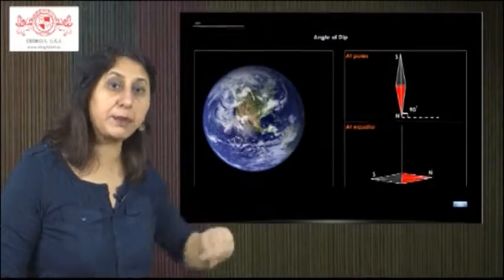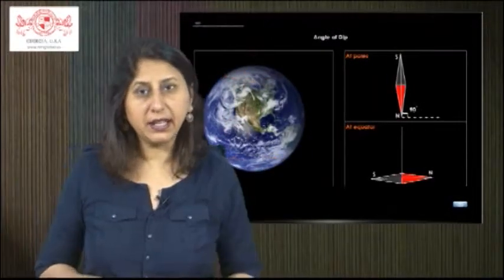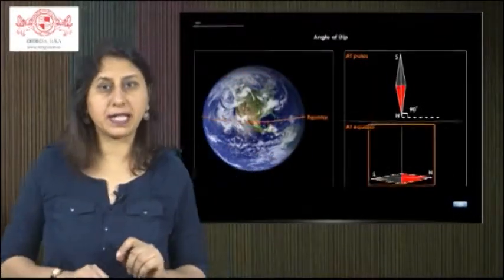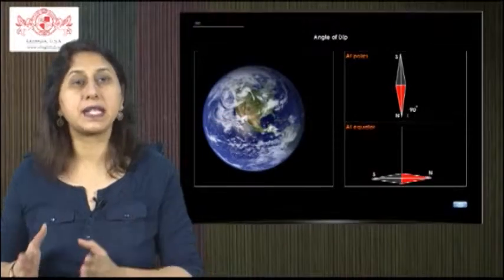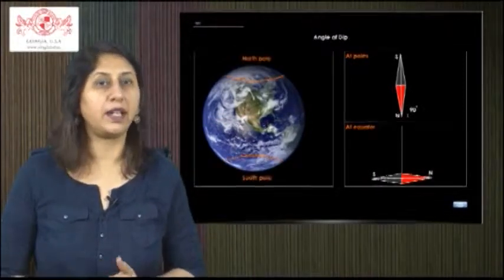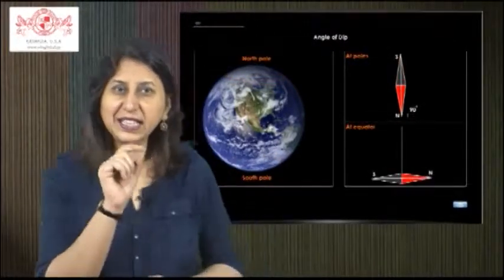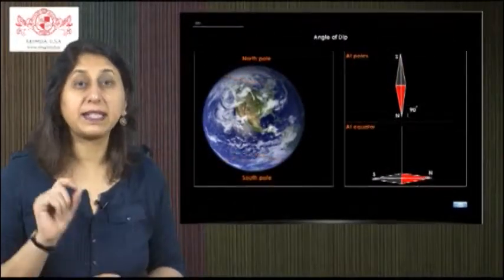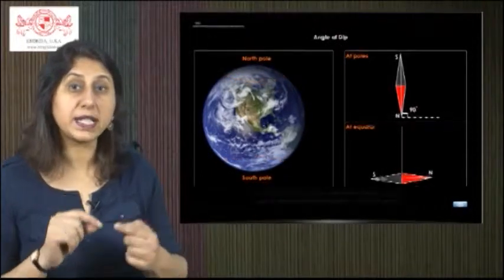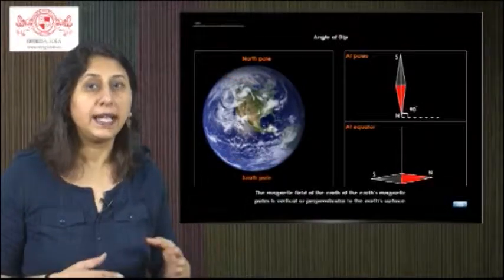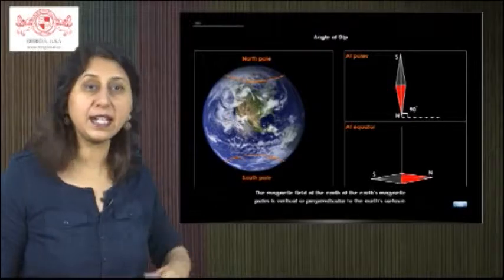Displayed here are the positions of the magnetic needle when placed at Earth's magnetic pole and at the magnetic equator. Okay, so what do you observe? We observe that at the Earth's magnetic poles, the magnetic needle directs in the vertical position, and so the angle of dip is 90 degrees.